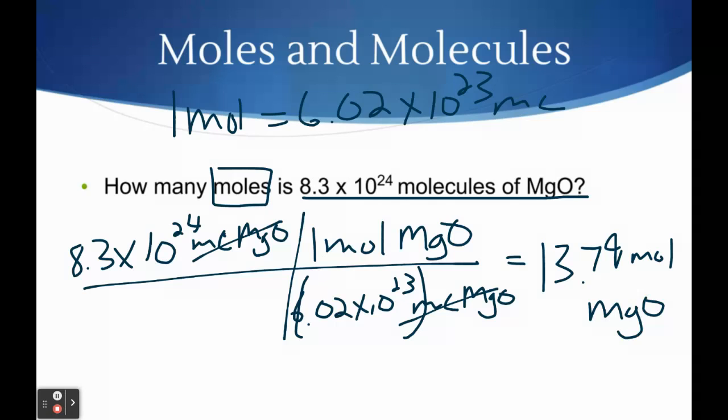So that's your example problems for the conversions between moles and molecules. There are 10 practice problems in your packet. Go ahead and get started working on those and let me know if you need help.